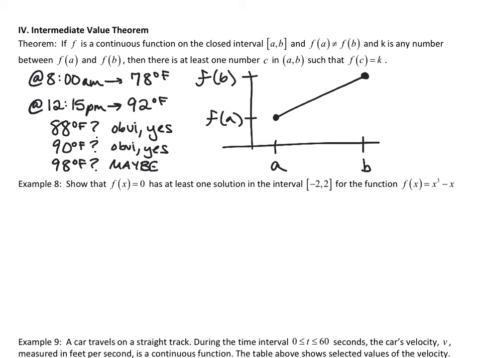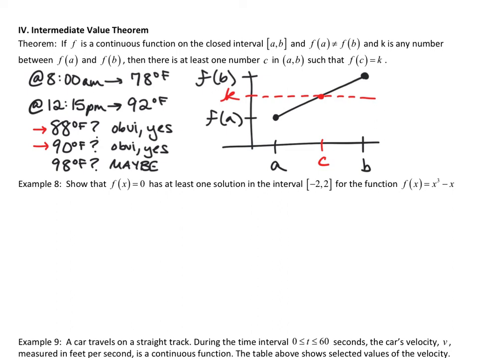Okay, so the intermediate value theorem states that there's some number k between f of a and f of b. Then there is at least some point on that interval where there's a value c that if I evaluated at c, I'd end up getting k. There's some time throughout the day that it had to be 88 and 90 degrees since it went from 78 to 92. You can't just skip a degree. At some point in that interval, in that time slot, there was a time or a c value when it did become those temperatures. That's the intermediate value theorem.